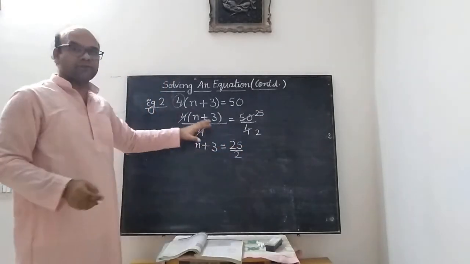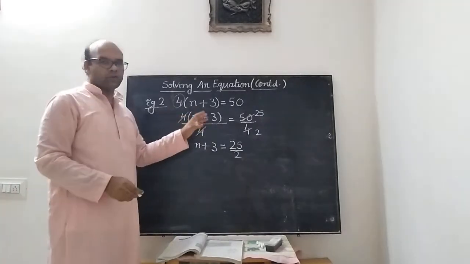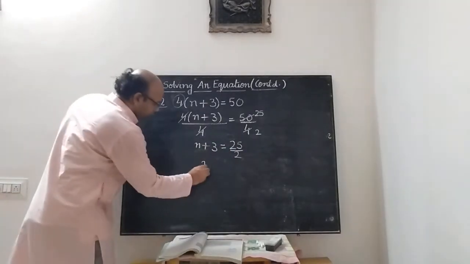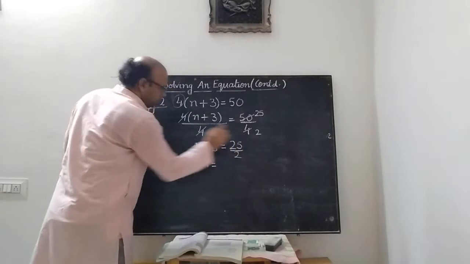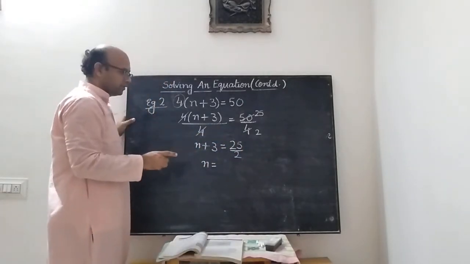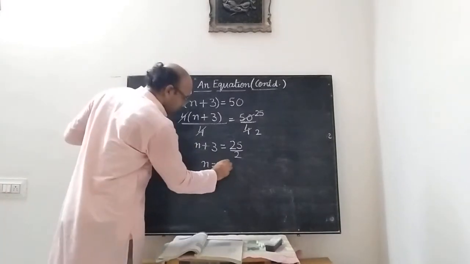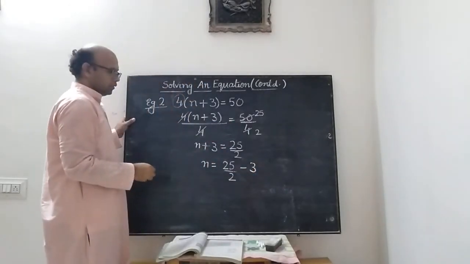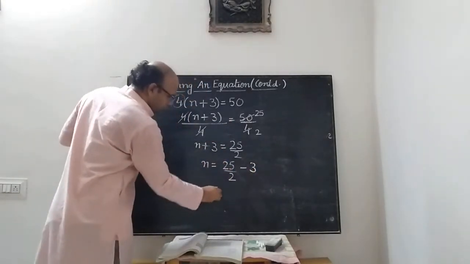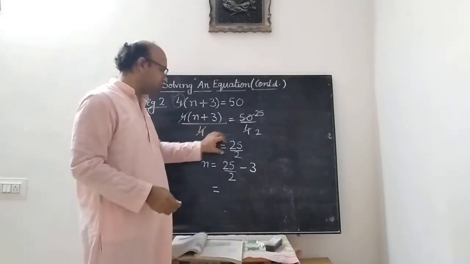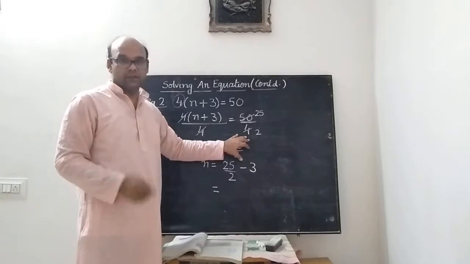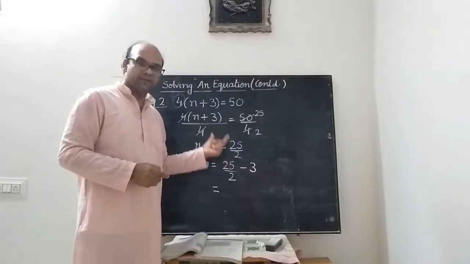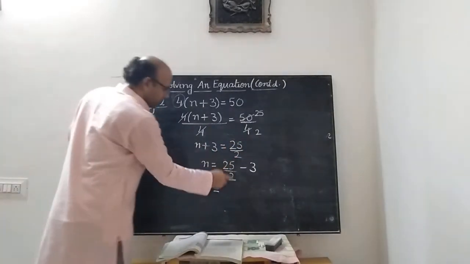Now, the concept of transposing comes. In division, we are not talking about transposing. Now, when we are adding or subtracting, then we take 3 to the other side. But when we do it, we change the sign. So 3 says, if you change my position in the equation, do change my sign. If 3 is taken on the other side, we change the sign. So what we have is 25 by 2 minus 3.